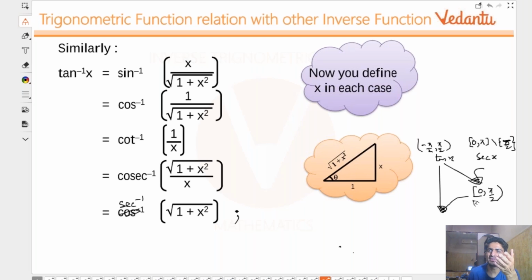0 to pi by 2 है. When x is 0 to pi by 2, tan x 0 से 1 में lie करेगा. For this x, tan x lies where?